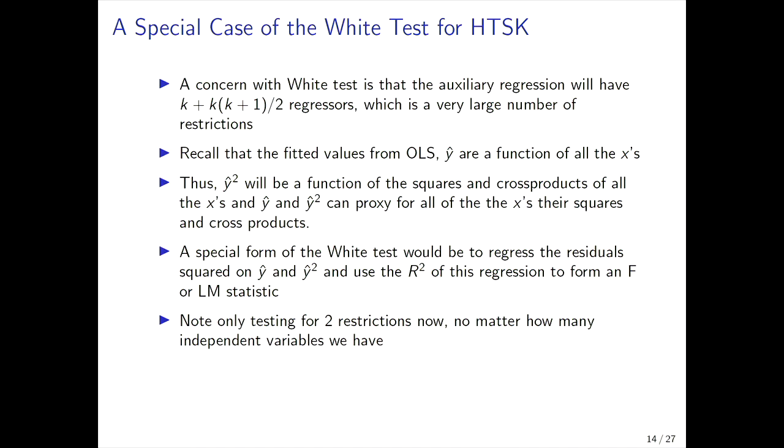So when you choose to do the White test in EViews, the default option is to include the Zs, the Z squares, and cross products. But if you want to, you can tell EViews not to include the cross product terms. Because as you're adding more and more of these Z variables to your auxiliary regression, you have more and more coefficients to estimate. So you're reducing your degrees of freedom.